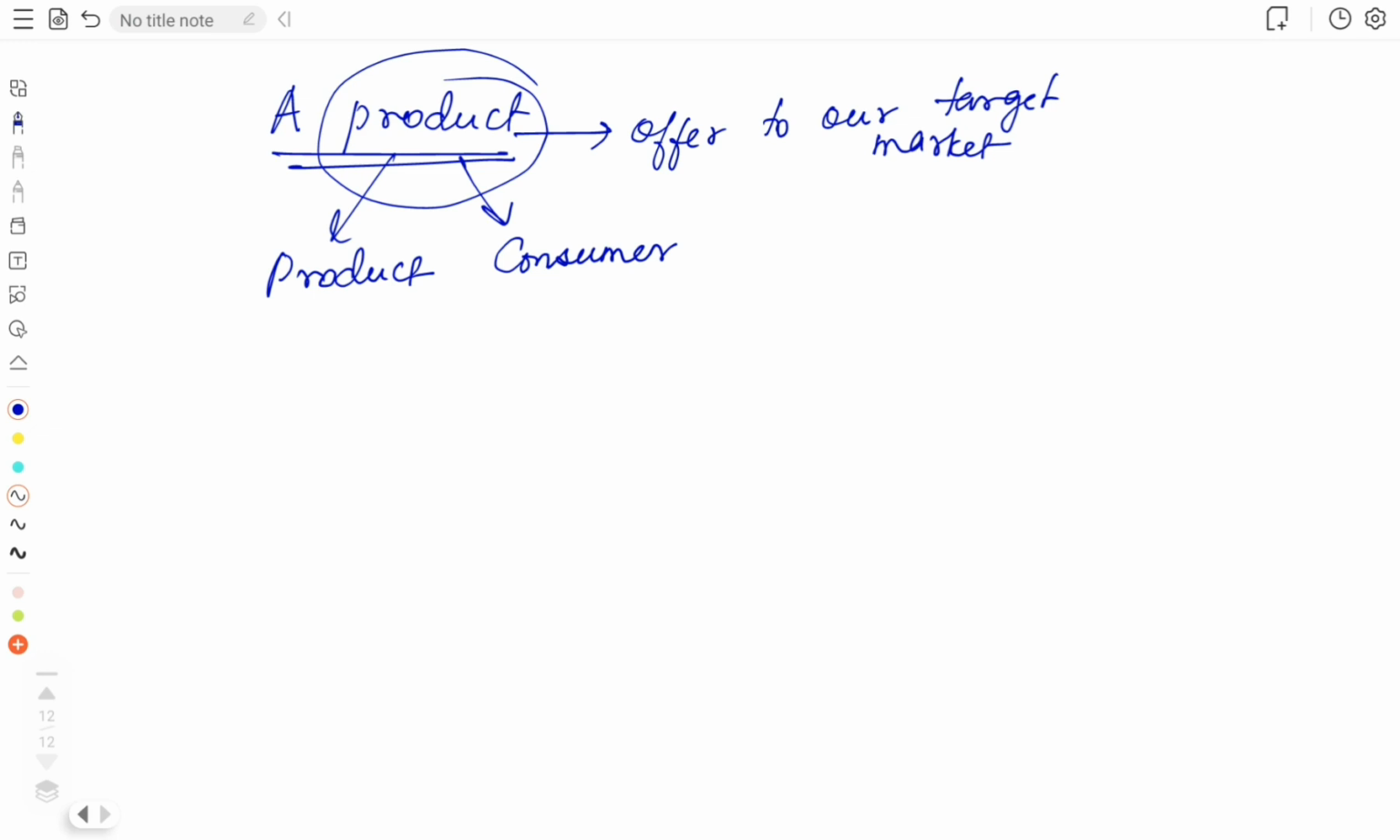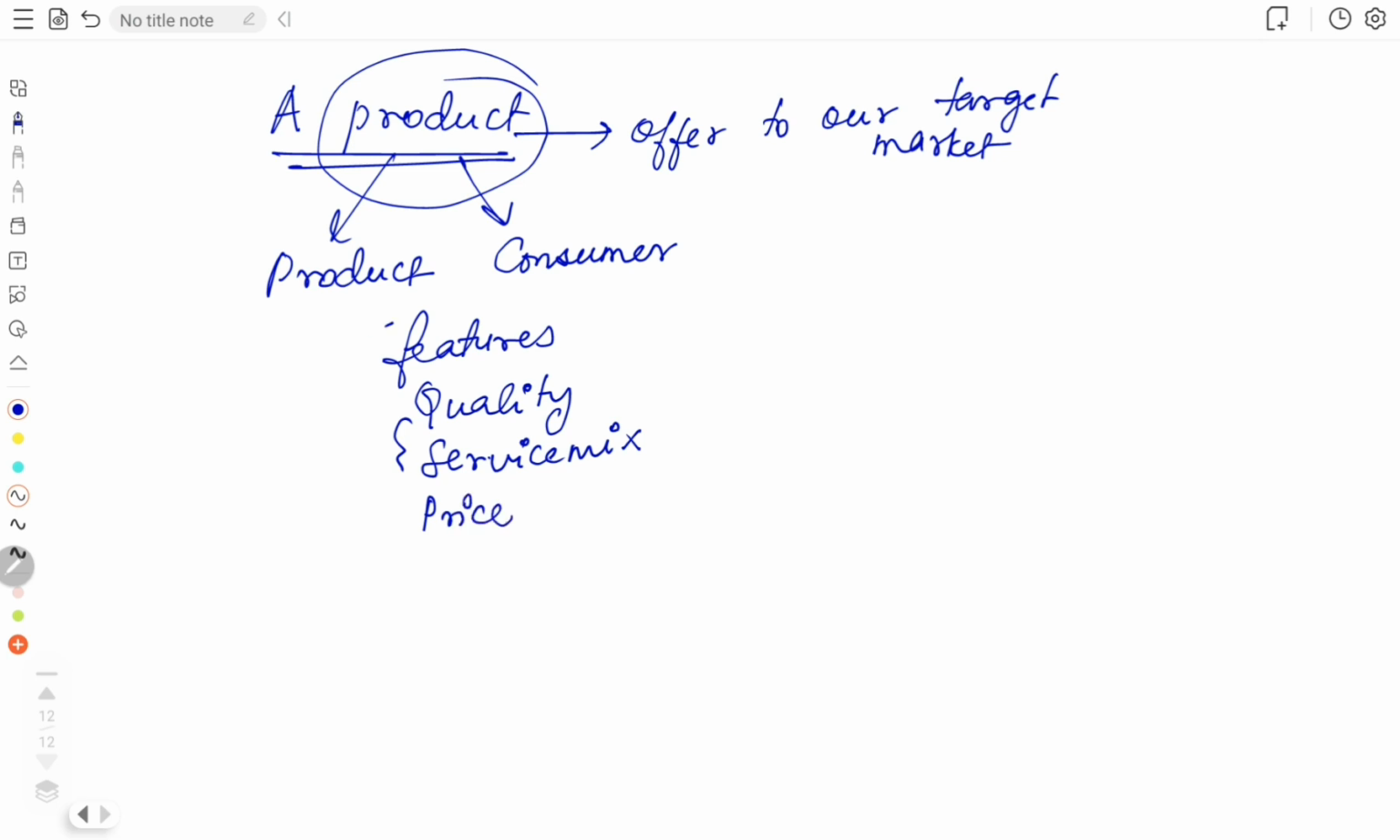The consumer will evaluate this market offering, or this product, by using three basic elements: the features of this product, the quality of the product and the service mix, and the price. So these are the three or four factors that the consumer will take into consideration before deciding whether or not to acquire this particular product, correct?